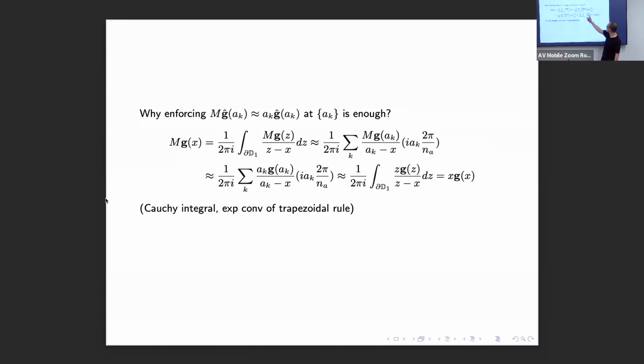Finally, you realize that g(z) is an analytic function in z, so z g(z) is also an analytic function in z, and therefore this whole thing is analytic. If I apply the Cauchy integral formula again, this is equal to x g(x). And so this is what we wanted. It is essentially a very simple complex analysis, elliptic PDE argument. As long as you check everything on the boundary, you're fine. Everything in the interior should be true as well. And to check things for a smooth function on a smooth boundary, you only need to check at the uniform grid, and the exponential convergence of the trapezoidal rule gives you everything.